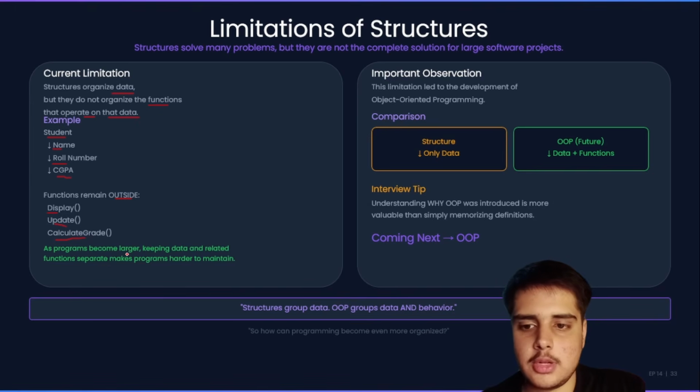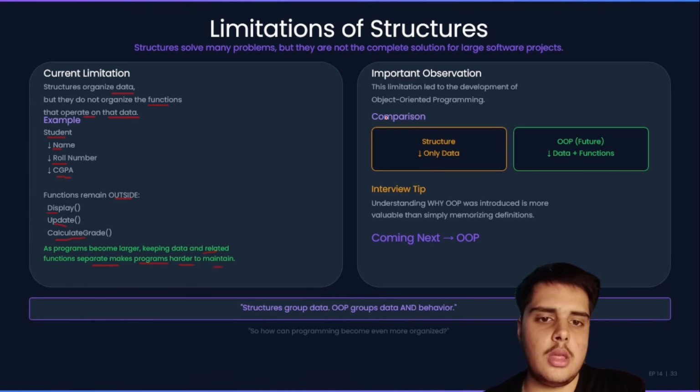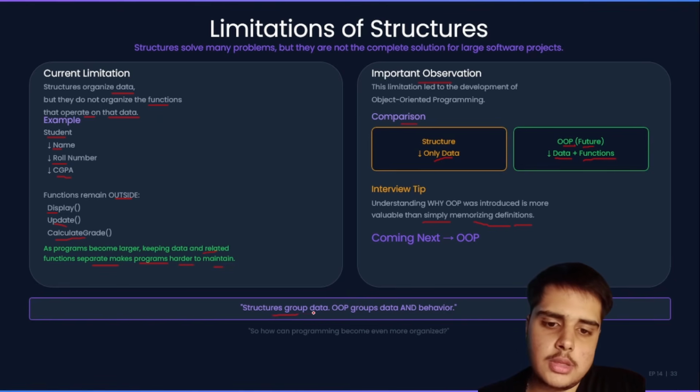As a program becomes larger, keeping data and related functions separate makes the program harder to maintain. The important observation here is that in comparison, structure has only data and OOP has data plus functions, which is the future of coding. Understanding why OOP was introduced is more valuable than simply memorizing definitions. One thing to know: structure groups data, OOP groups data and behavior.